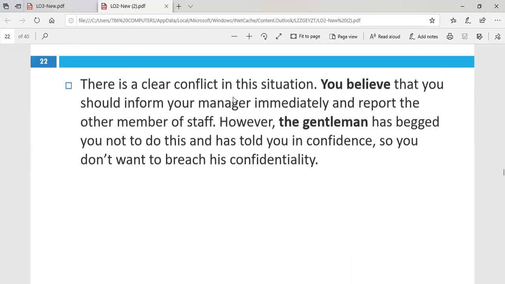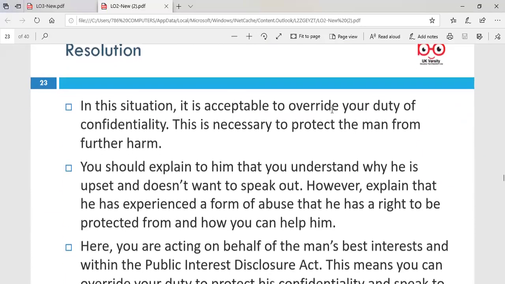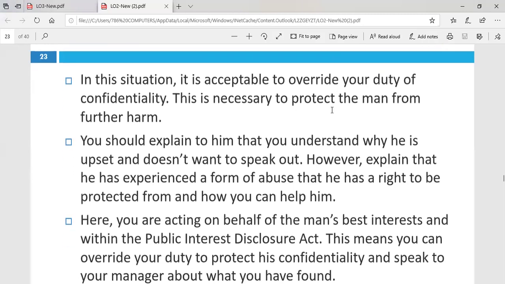So definitely, in this situation it is acceptable to override your duty of confidentiality, because it is more necessary to protect this person from further harm. You need to explain to him that you understand why he is upset and does not want you to speak. However, you are doing this only to keep that person safe, respected and protected.